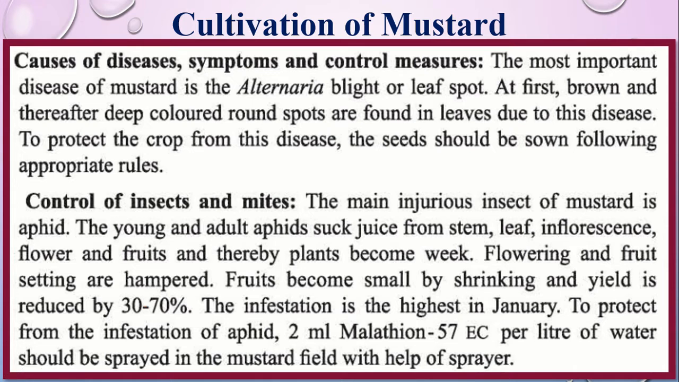To protect against aphid, we can use malathion 57 EC. It should be sprayed in the mustard field with the help of a sprayer. So we use malathion 57 EC, 2 ml with 1 liter of water, and spray in the field. That will kill your aphid.